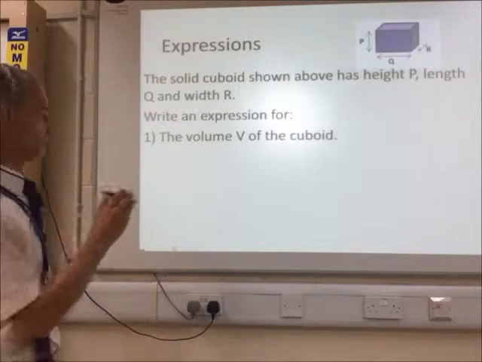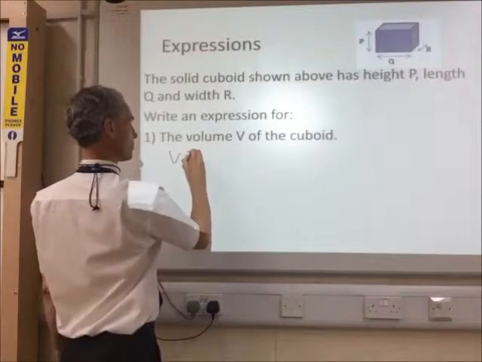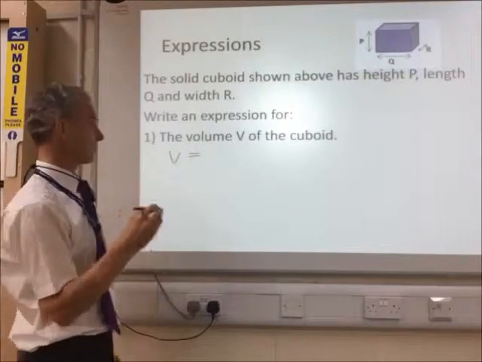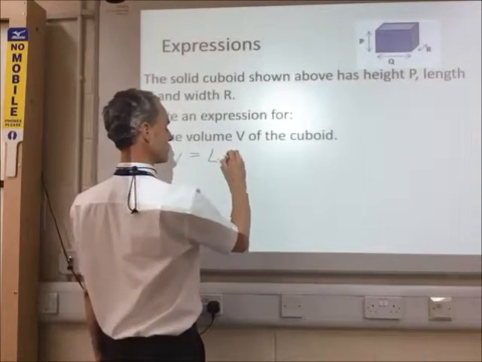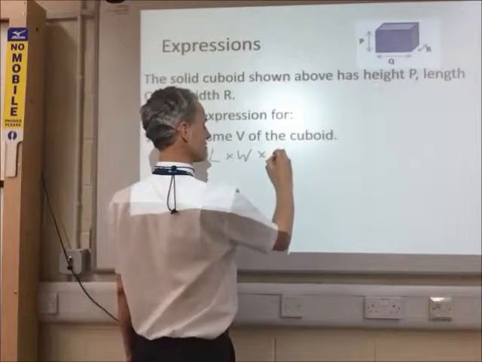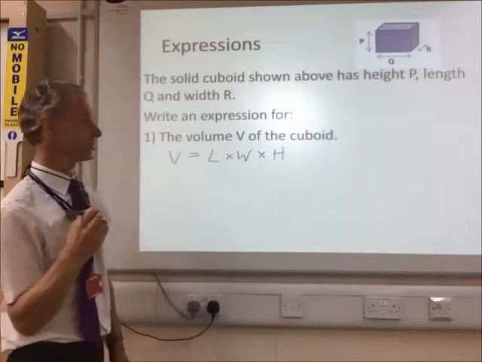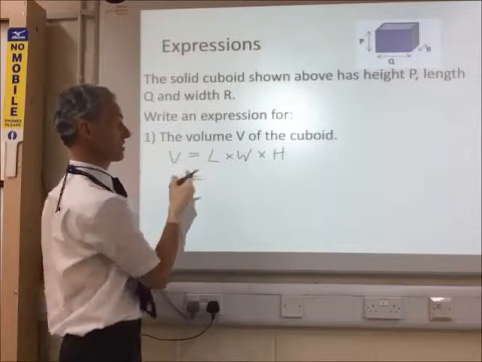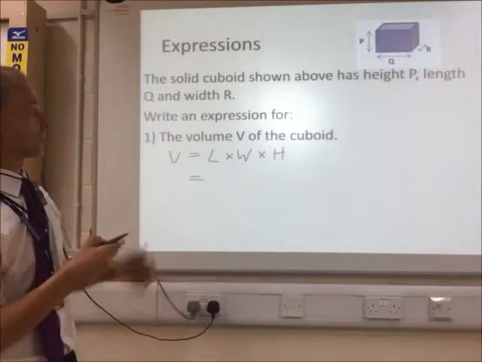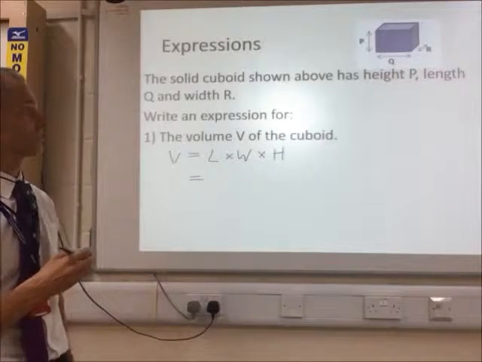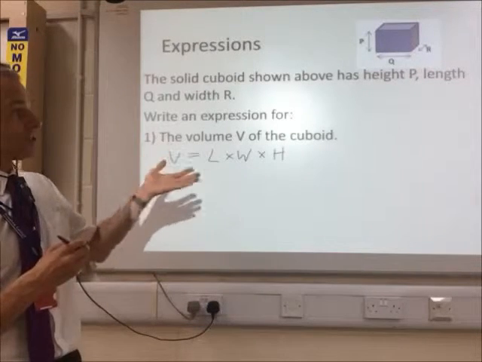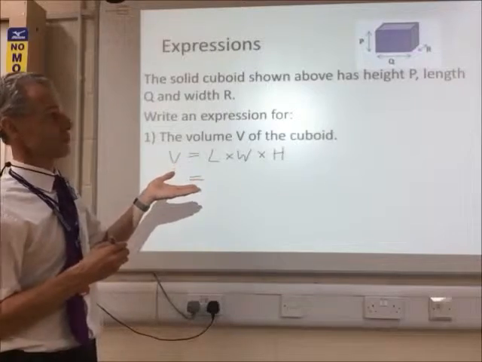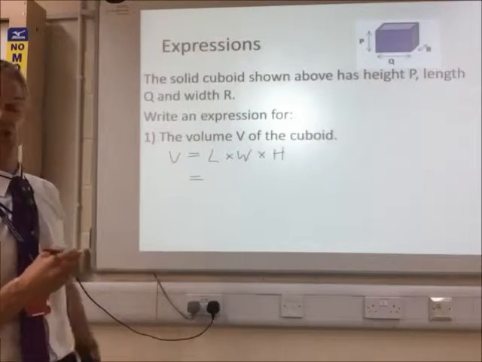Okay, so we have to look at what we know about volume. We already know the general expression for volume. Volume is length times width times the height when we're talking about a cuboid. So what we have to do in this case is to substitute in the length, width and the height into our general expression. We don't actually know the numerical values of the length, width and height, but that doesn't matter. We can still put what we do know in there.